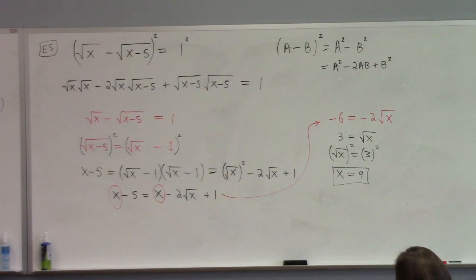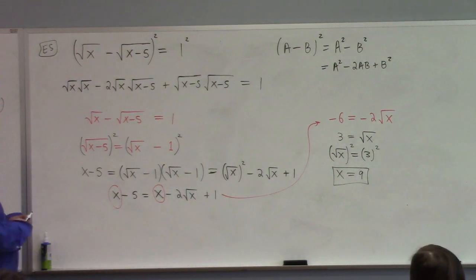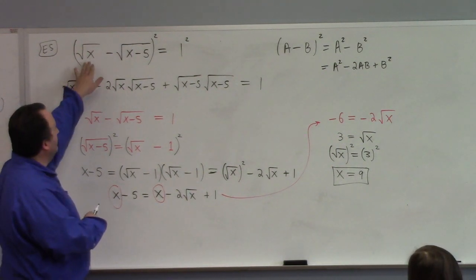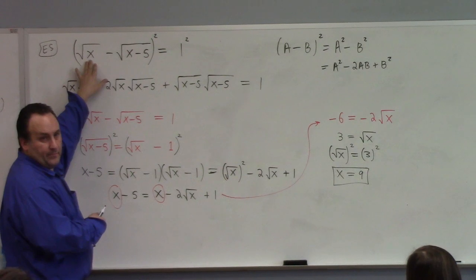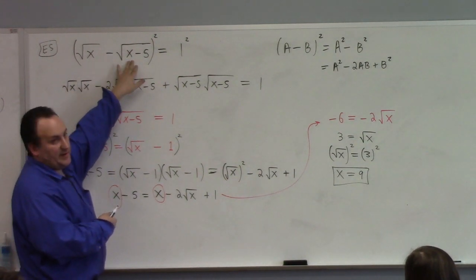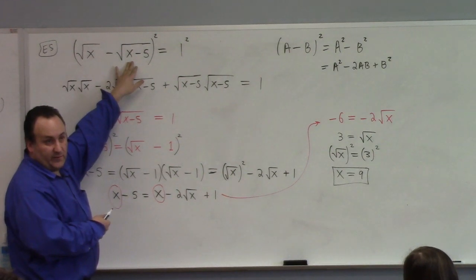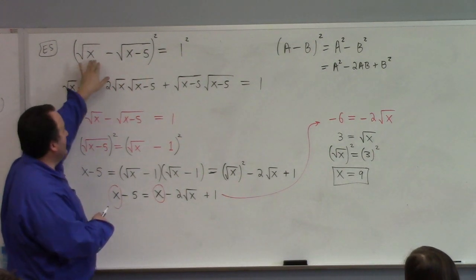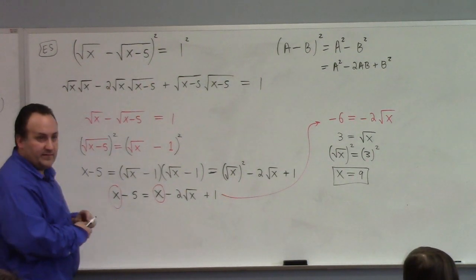So apparently the answer is 9. Is it though? Does it work? What happens when you try it out? The square root of 9 is 3. 9 minus 5 is 4. The square root of 4 is 2. 3 minus 2 is 1, right.